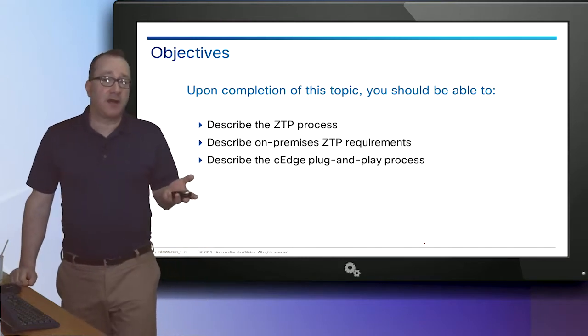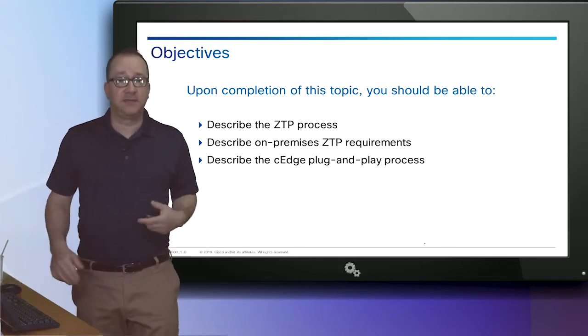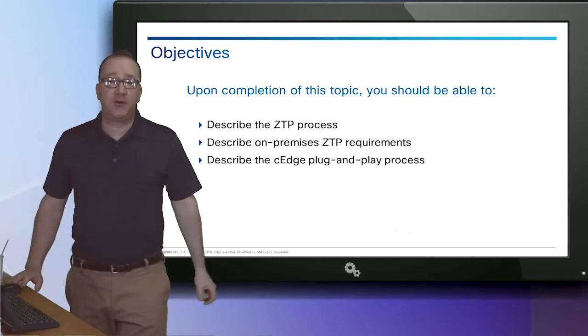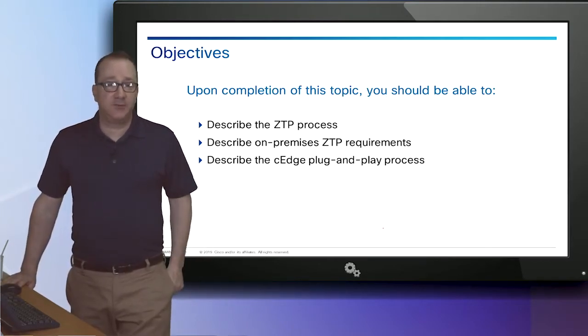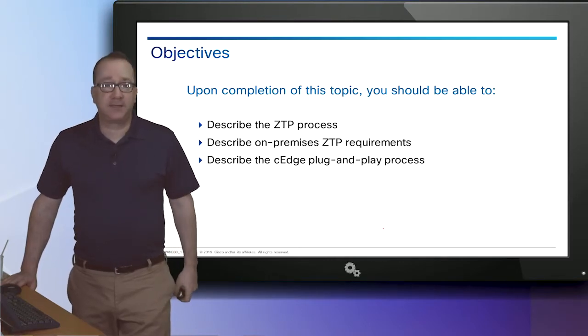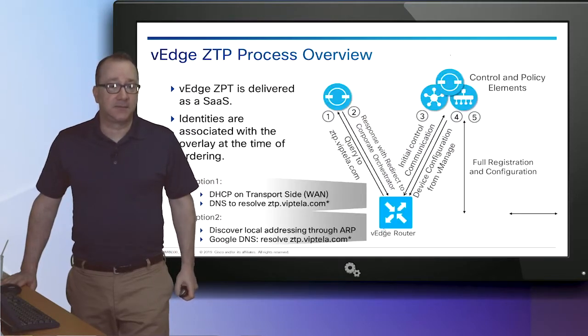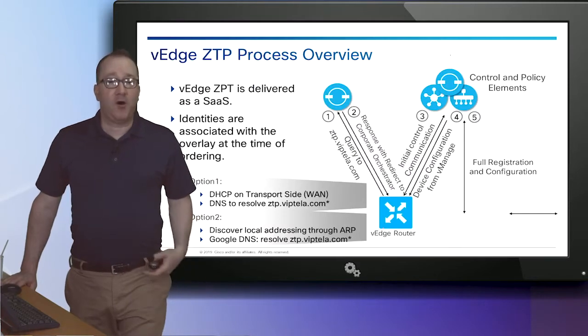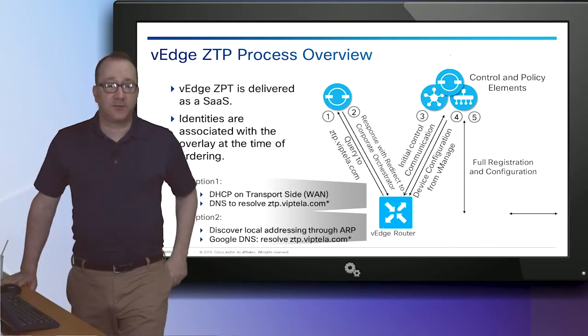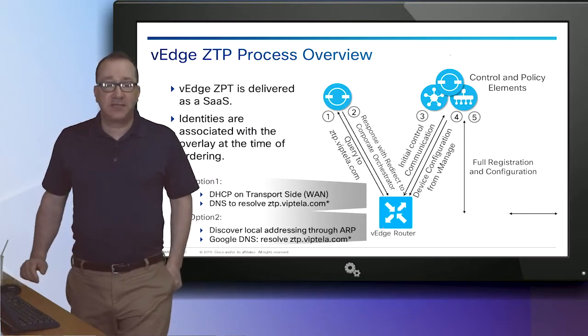So basically what we're going to cover here is how that process works. ZTP is zero-touch provisioning, which means you basically plug the device in and you don't have to do anything else. You don't have to get into it and configure anything. It just comes on up. We're also going to describe the Cisco Edge plug-and-play process. The whole purpose here is that we're going to create an automatic provisioning software as a service. It allows the vEdge devices to join that overlay network automatically.